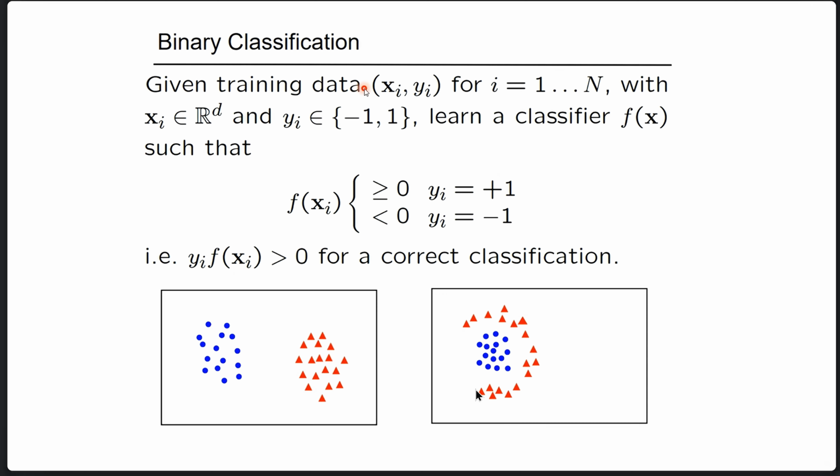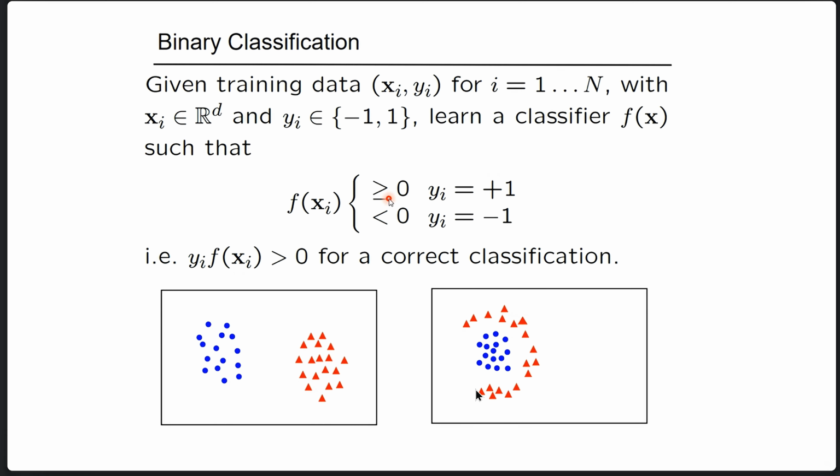That classifier can be a function f of x. F of x takes the input xi and gives us a number. If the number is greater than or equal to 0, then the predicted label can be considered as plus 1. And if it's less than 0, then the predicted label can be considered as minus 1. Now, for the classification to be accurate, given a negative sample, it should give a value less than 0, and given a positive sample, it should give a value greater than or equal to 0.